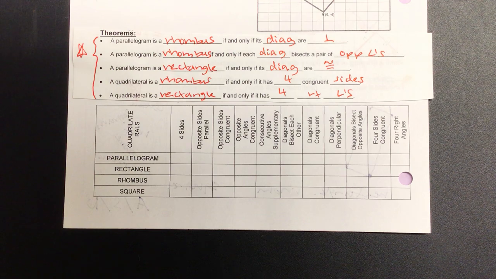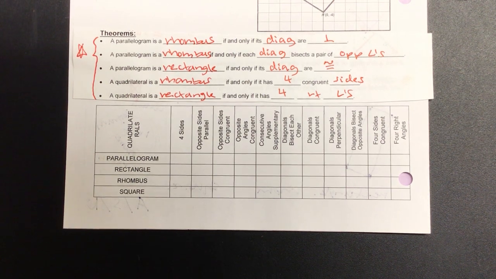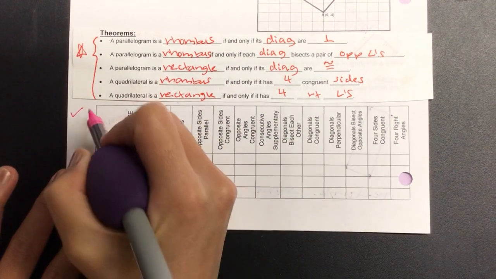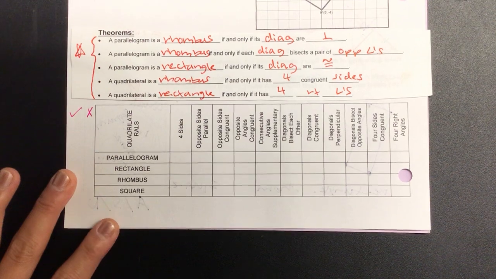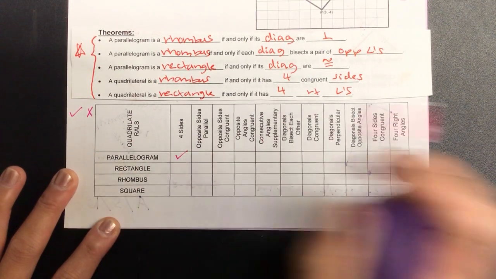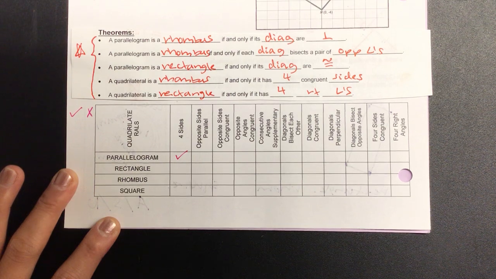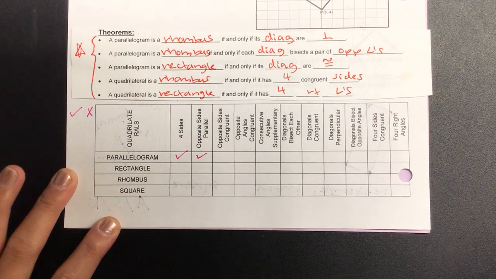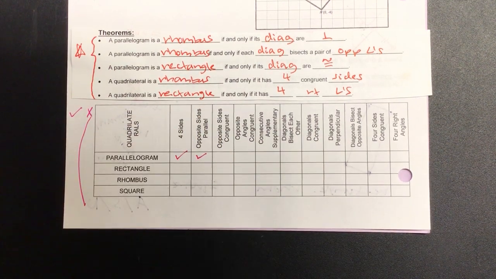Okay, for the chart. Y'all ready for the chart? I'm going to model the first one. If it is true, you put a check. If it is not true, you put an X mark. So let's see. Parallelogram has 4 sides. Is that true? Yes. Does a parallelogram have opposite sides that are parallel? Yes. True. All right, finish it with a partner.